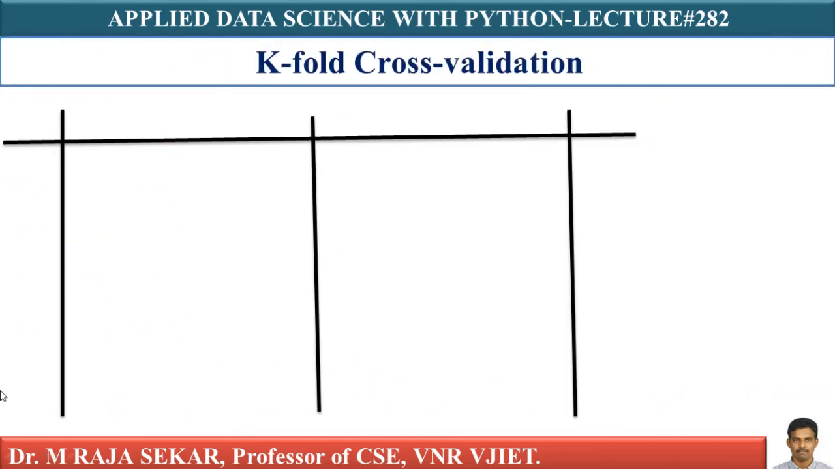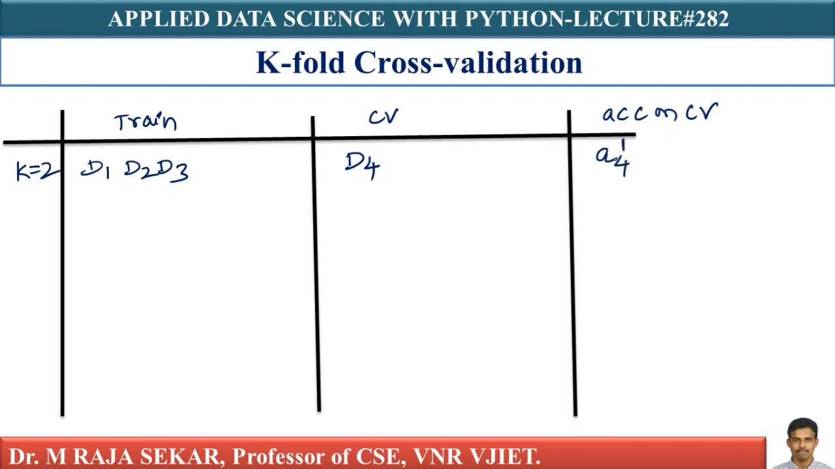Let me say for k equal to 2, I will repeat the same thing. Here I am taking training data, here I am taking cross validation, and here accuracy on cross validation. Again I am calculating D1, D2, D3 as my training data, D4 as my cross validation data. Let me say this is A4 dash.